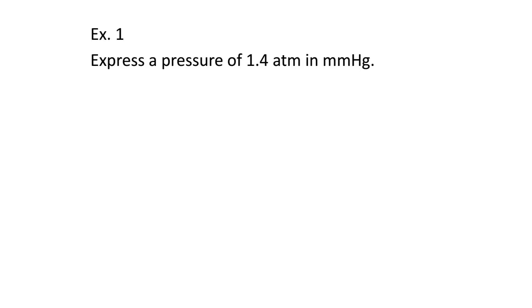Okay, so let's express a pressure of 1.4 atmospheres in millimeters of mercury. Well, the first thing we're going to need to do is find our conversion factor. So we have atmospheres and millimeters of mercury. So when I look at that list from the couple slides ago, I know that 1 atmosphere is equal to 760 millimeters of mercury. And this is the conversion factor I'm going to use. So let's do a picket fence first.